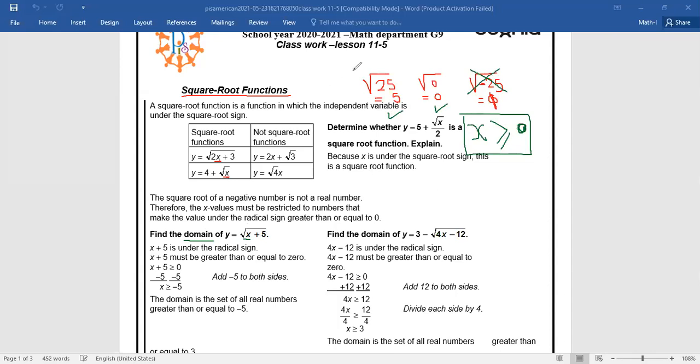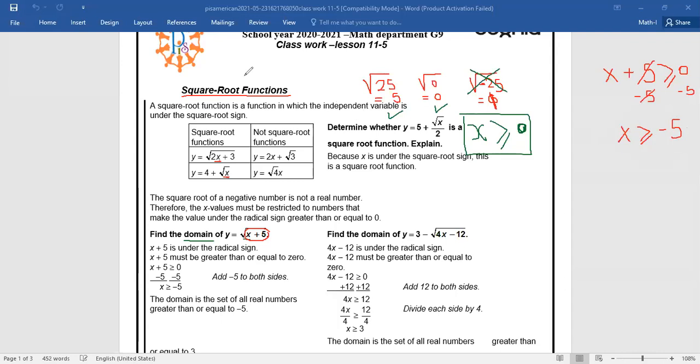Now I want to find the domain for the first question. It's the square root of x plus 5. So I'm going to take the expression under the radical sign, which is x plus 5. x plus 5 should be more than or equal to 0. Now we will solve this inequality. You add the additive inverse to both sides, negative 5 and negative 5. Then x is more than or equal to negative 5.